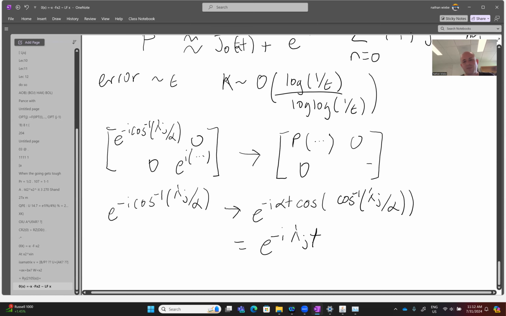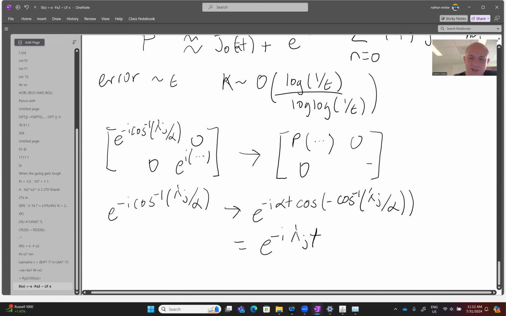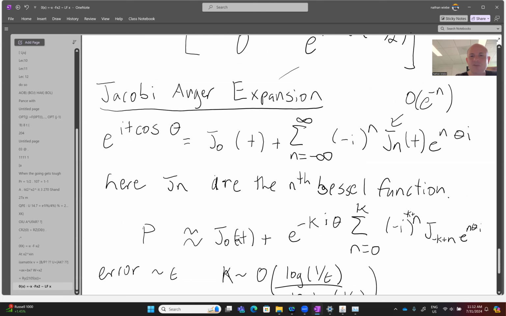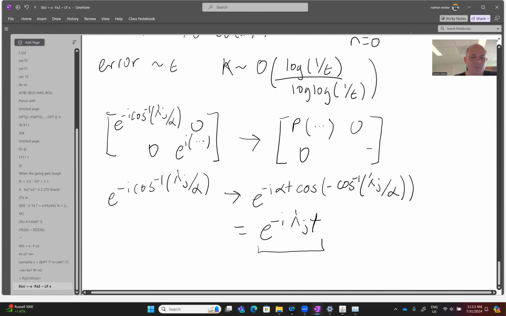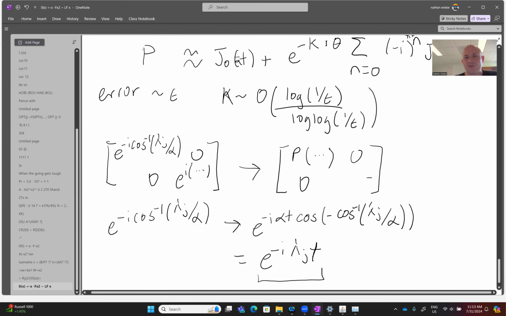Now, cool fact: if we did the same thing to the negative eigenvalue over here, then we'd have a minus sign in here. But because cosine is an even function, we get the same result. So this means that we can use the Jacobi-Anger expansion as our polynomial transformation that we would like to do after a simple basis change to put it in this diagonal form. That will allow us to be able to manipulate it.